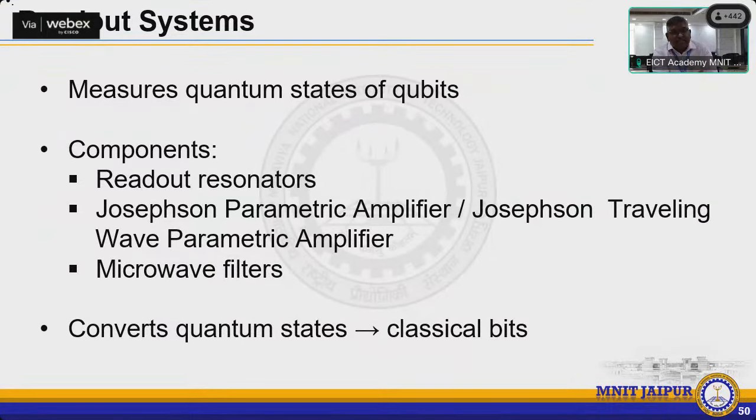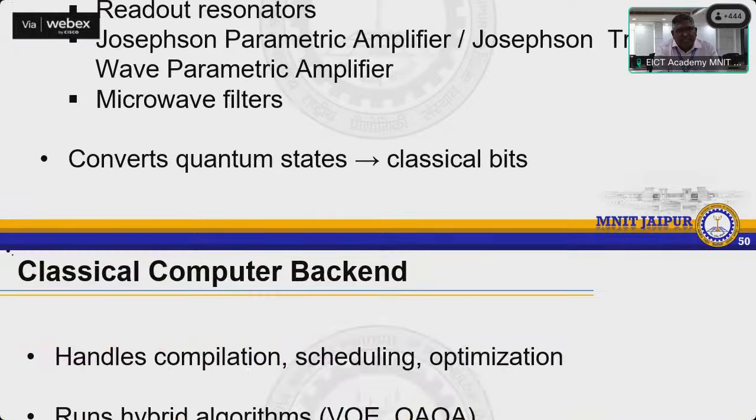The most important thing is the readout system. Readout system is where the quantum bits are measured and become what are called classical bits. Right. So the components are readout resonators. They use a Josephson parametric amplifier (JPA) or a Josephson traveling-wave parametric amplifier (JTWPA). Right. And then you have microwave filters. It basically converts the quantum states to classical bits.